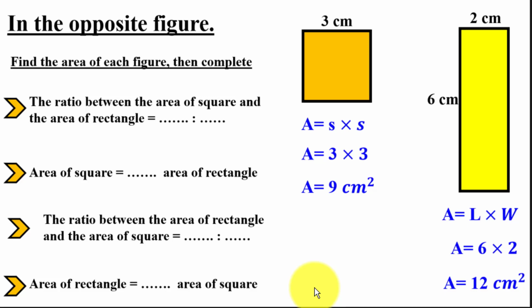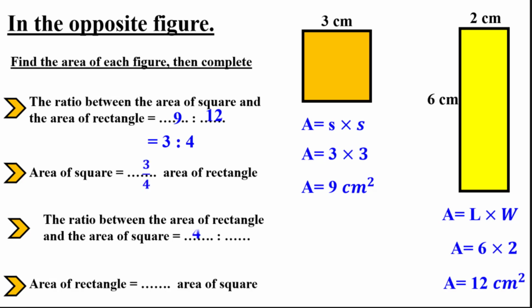To find the ratio between the area of the square to the area of the rectangle, it will be 9 to 12, and put it in the simplest form as we studied before. It will be 9 to 12. We can divide here by 3. It will be 3 to 4. We can say that the area of the square now equals 3 over 4 the area of the rectangle, or area of a square equals 3/4 area of the rectangle.